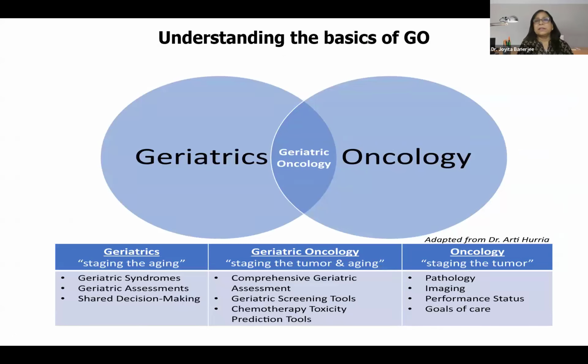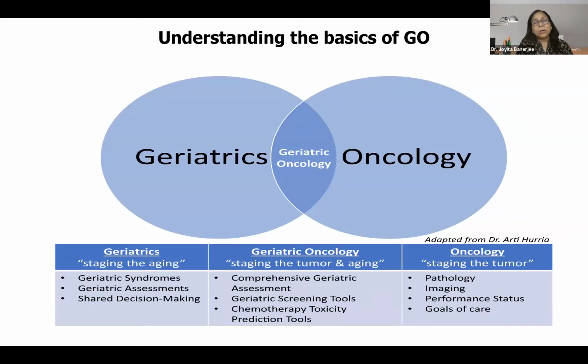So coming to the basics of geriatric oncology. Here we have two specialties: one is geriatrics, one is oncology. In oncology, we usually stage the tumor. We start with the tumor, the pathology, the imaging, the performance status, goals of care. In geriatrics, we try to stage the aging process. We start with the patient. We see how functionally active they are or not, what all accompaniments they have. Do they have morbidities? Do they have geriatric syndromes? So we have to do these assessments, and there is also shared decision making.